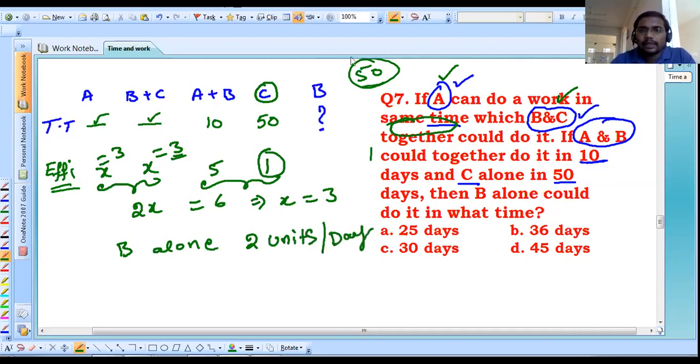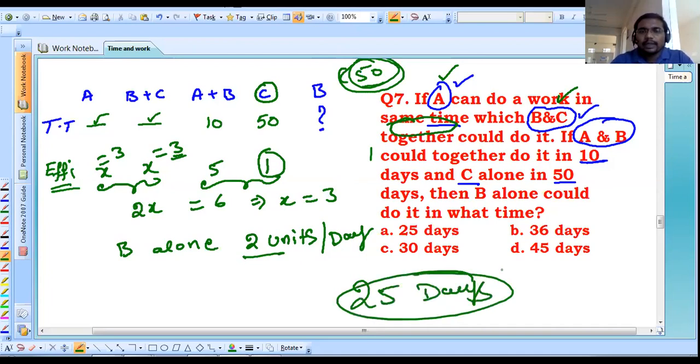Here there are 50 units. How many days will it take? Every day 2 units, 50 units, 25 days. The answer will be 25 days. So don't think this is mathematics and that you are doing a time and work concept. Just do it generally. No need for extra or tough calculations. Just think a little bit and you'll get the answers very easily.